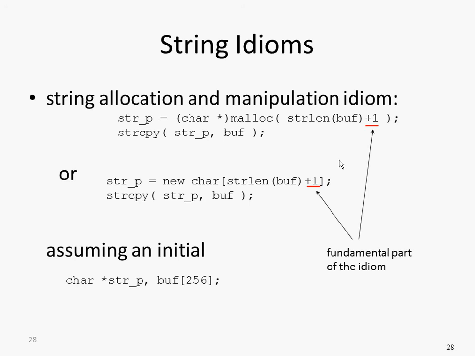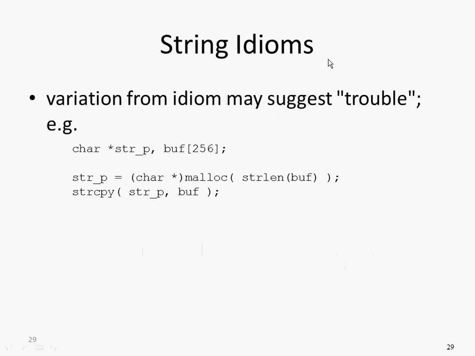So this +1 is a key part of the idiom. If you don't see that when you're doing a malloc based on a strlen, something's probably wrong. Someone's forgotten something, and it's time to investigate. So if you have something like this, you're just cruising for a bruising in a really big way. You'll get a core dump or bus error or what have you, a segmentation fault.